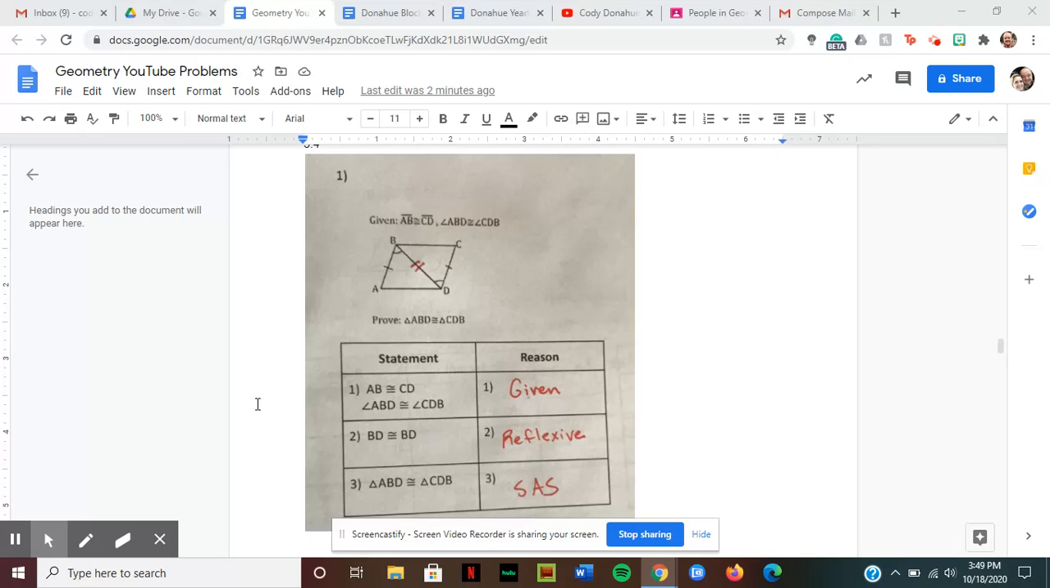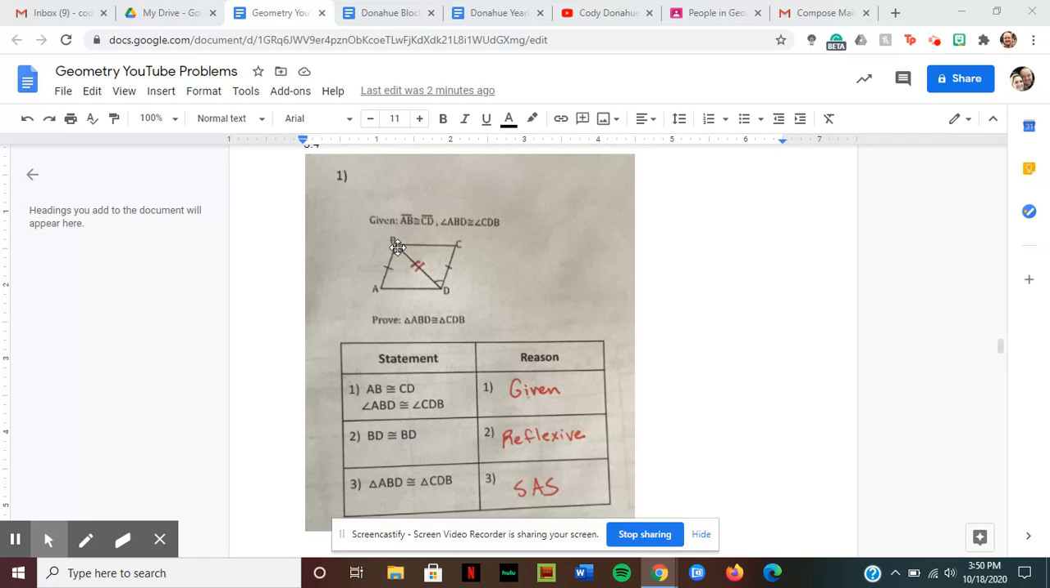Okay, so for number 1, the first statement is AB congruent to CD and angle ABD congruent to angle CDB. That is our given statement. That is why our reason that we have this statement is because it is given to us. Okay, so now from here, the next thing I'm going to have is BD congruent to BD.